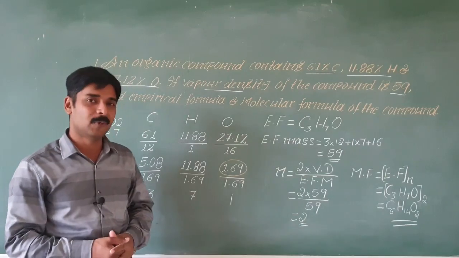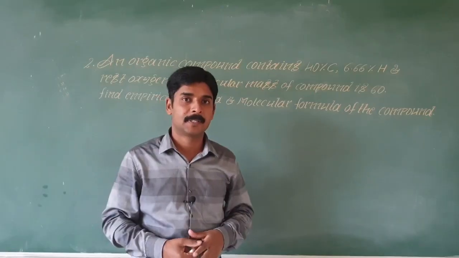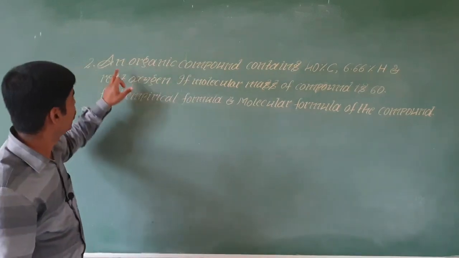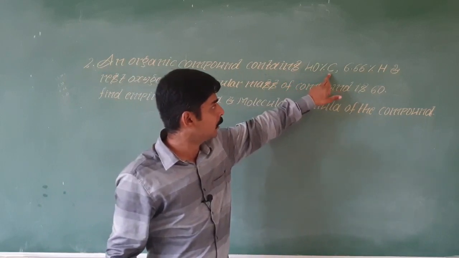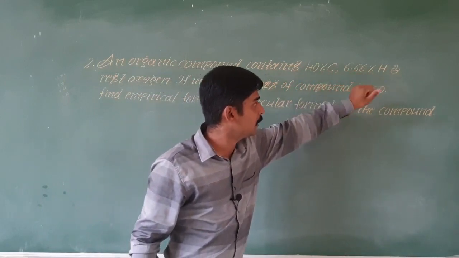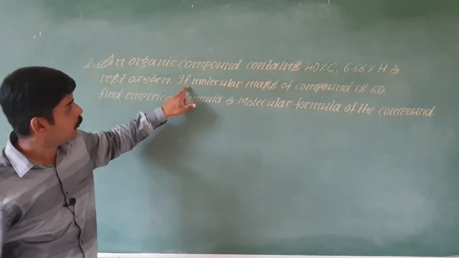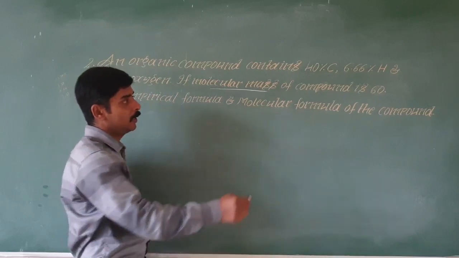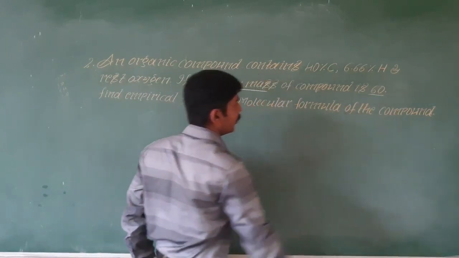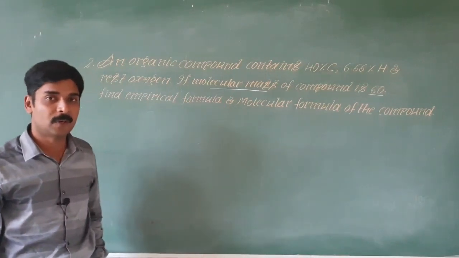So let us take one more example and try to understand this properly. Second problem: an organic compound contains 40% carbon, 6.66% hydrogen and the rest oxygen. If the molecular mass of the compound is 60, find the empirical formula and molecular formula of the compound.